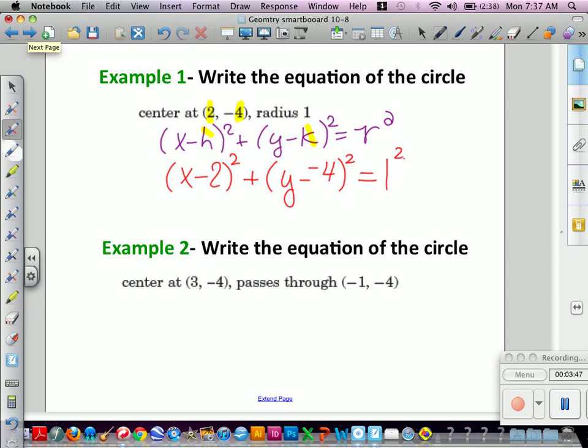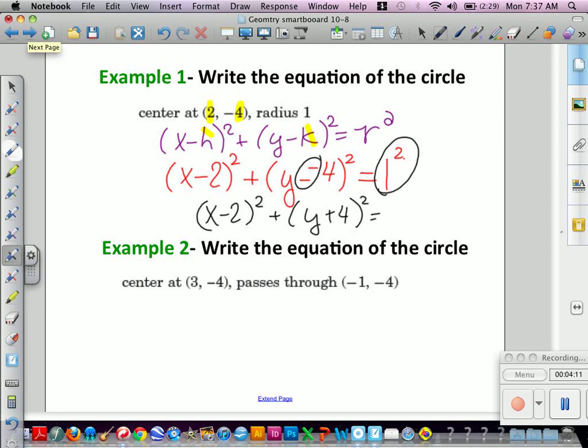which is 1 squared. At this point, people, you need to simplify your equation. You don't need to multiply through that quantity squared, but you're going to have to take care of a minus a -4. So we're going to write (x minus 2) squared plus (y plus 4) squared. And the other thing is I'll expect you to also square that radius. 1 squared is 1.